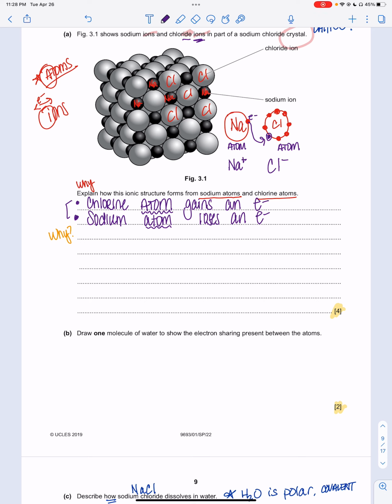But the why: to fill the outer shell, which essentially makes them unreactive, or you can call it orbital. Or you could say to fulfill or satisfy the octet rule.